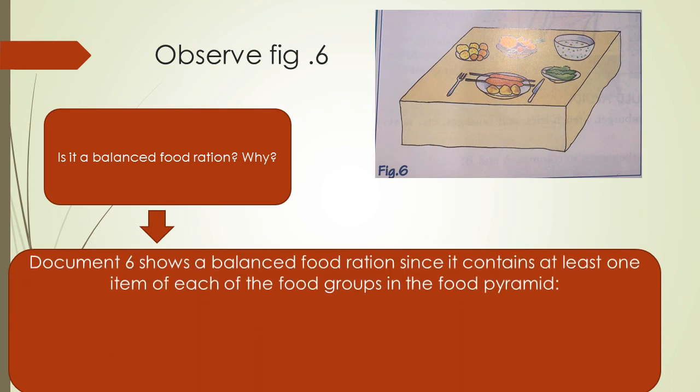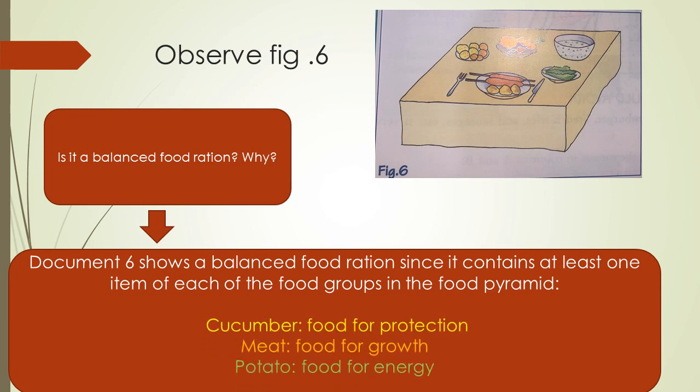Excellent, great job. Yes, it is a balanced food ration. Why? Since it contains at least one item of each of the food groups in the pyramid. Since cucumber is food for protection, meat is food for growth, and potato is food for energy. So we have one item of each food group. So it is a balanced food ration.